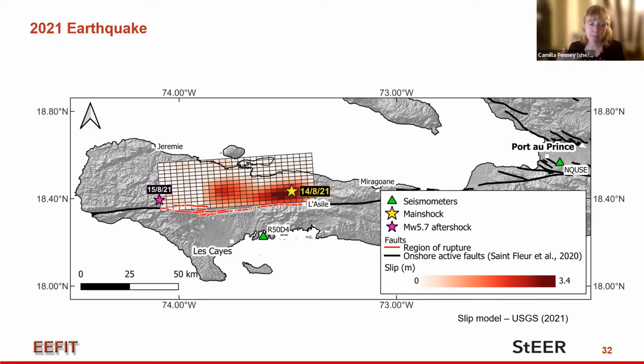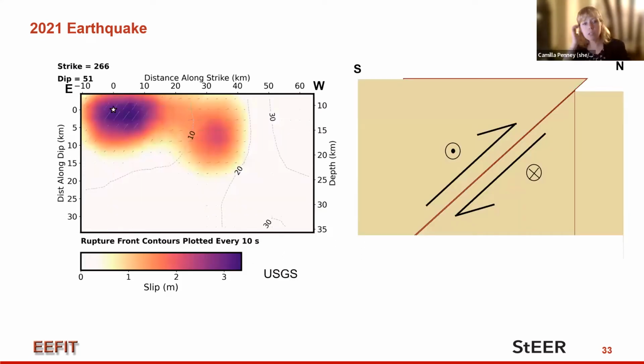And if we look at that slip distribution in profile on the next slide, what we can also see is that now we're showing contours of when the rupture front reached specific points. And what that shows us is this earthquake also propagated from east to west. And that's again important in terms of understanding the ground motions that have affected buildings in the region.